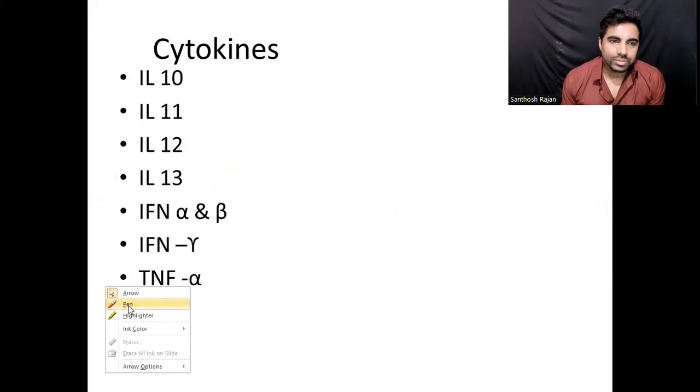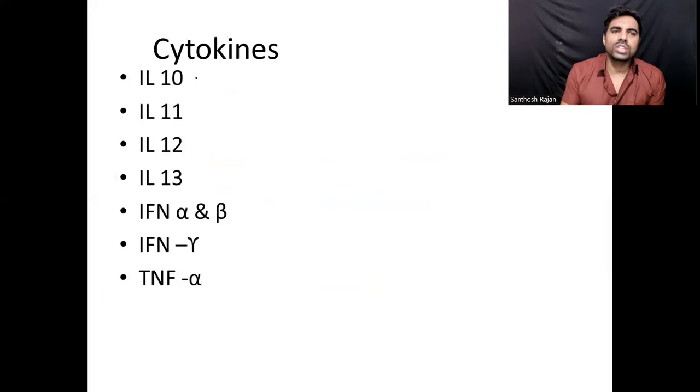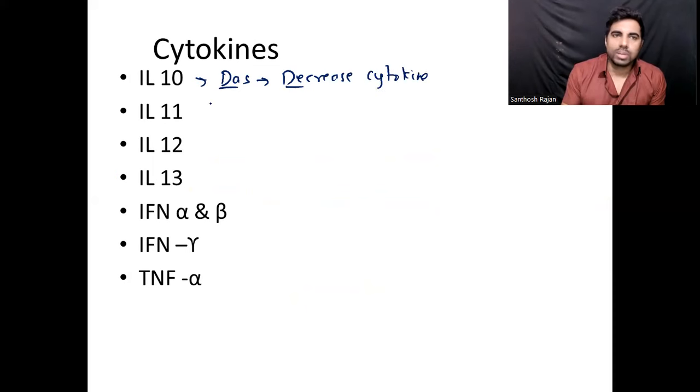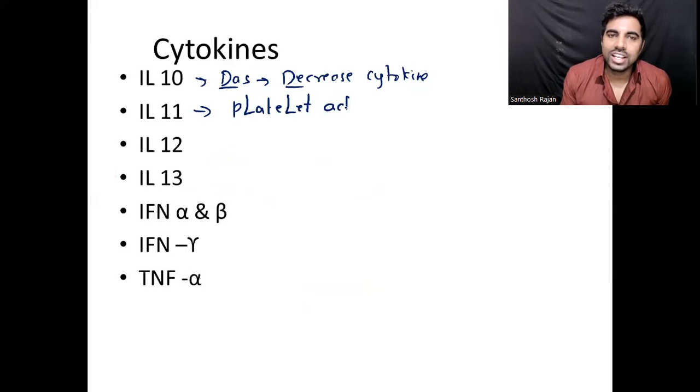Okay, now 10. 10 is not asked much, so you don't have to worry about it. 10 decreases all the cytokines. That's it, nothing much special about this. 11 was easy. This is for platelet activation. See, 11, the two 1s look like LL, so LL came. Platelet. Very simple, this can be a question.